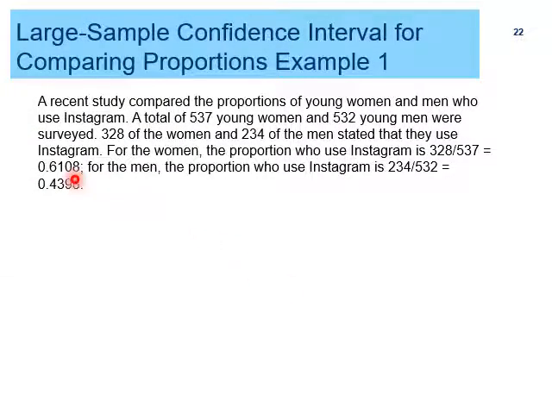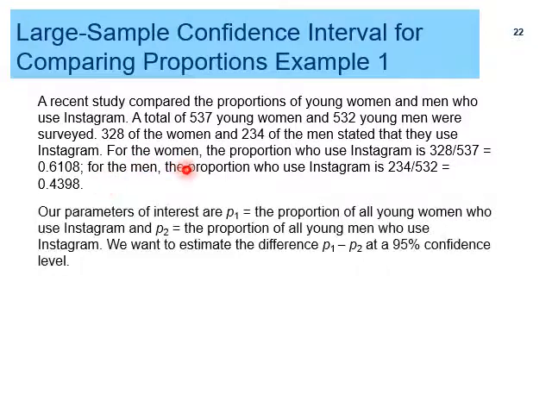So here is an example. A recent study compared the proportions of young women and men who use Instagram. A total of 537 young women and 532 young men were surveyed. 328 of the women and 234 of the men stated that they used Instagram. For the women, the proportion who use Instagram is 0.61. For the men, the proportion is 0.4398.